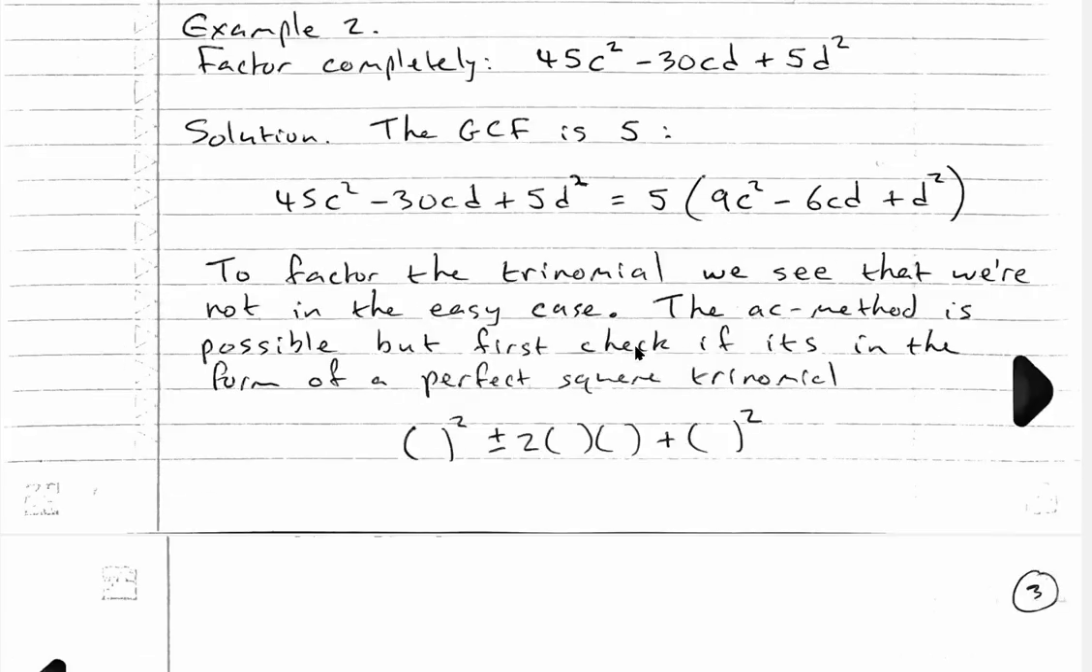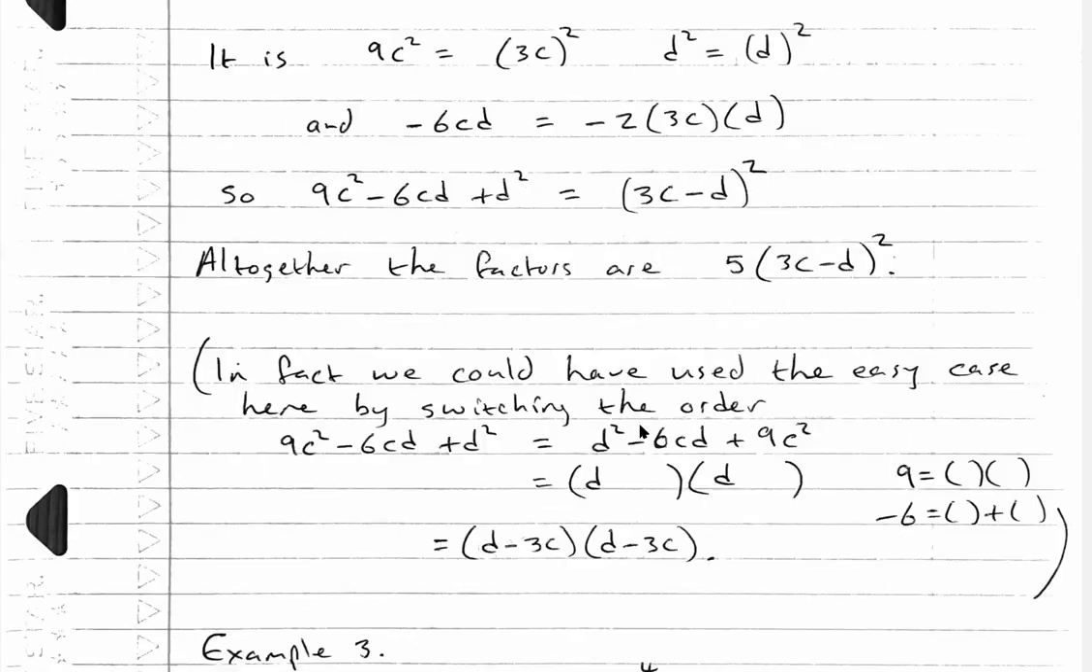Just at first glance, we couldn't use the easy method, but noting here, if you switch the order, if you put the d part first, rewriting it as d squared minus 6cd plus 9c squared, we can actually use that easy trinomial case. So the d squared piece just has a 1 coefficient. So this does factor as d plus something times d plus something.